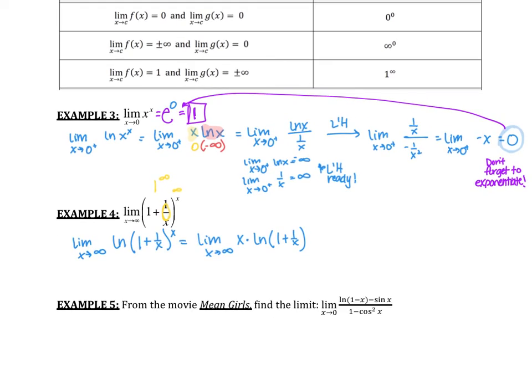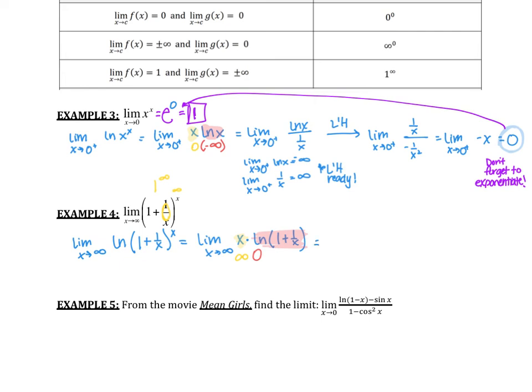Now, if I look at this here, the limit as x approaches infinity of x is just infinity. And the limit as x approaches infinity of the natural log of 1 plus 1 over x is just 0, because the natural log of 1 is 0. So really I have infinity times 0, which is that indeterminate form that we can't use just yet. But it is an indeterminate form that we can rewrite by changing this into fraction form.